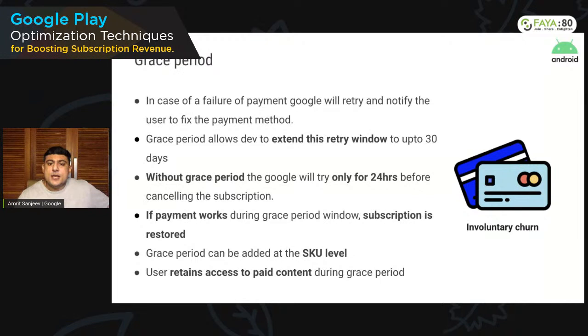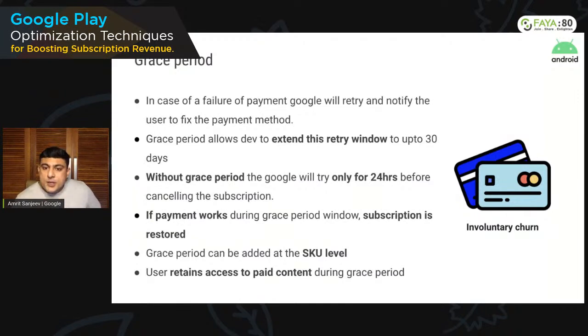But grace period allows you to extend this window. From that 24 hours, you can actually extend it up to 30 days. Without grace period, it only goes for 24 hours and then it cancels the subscription. So you are giving the user more time to fix the problem. 24 hours might be too short for somebody; they might be traveling, for instance, and their payment failed. They just don't have access to a secure computer from which they can change their payment details. That could be a reason, so you want to give them a little more time. Grace period is the way you do that.